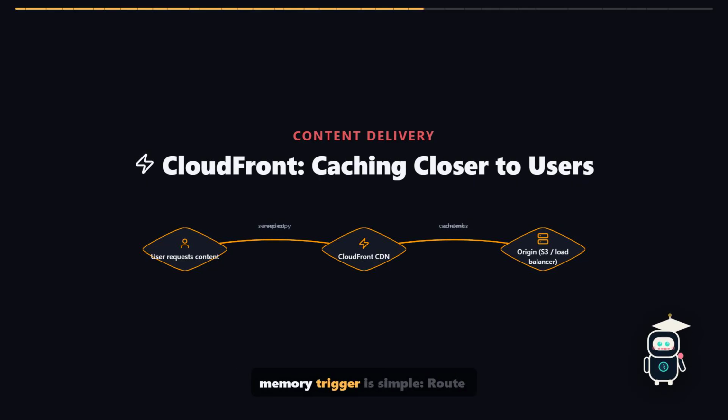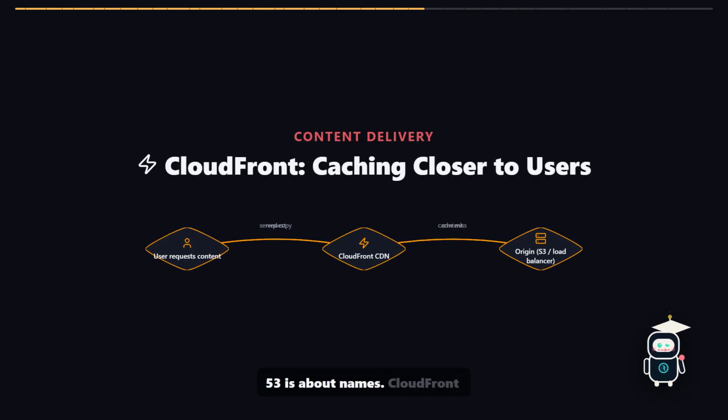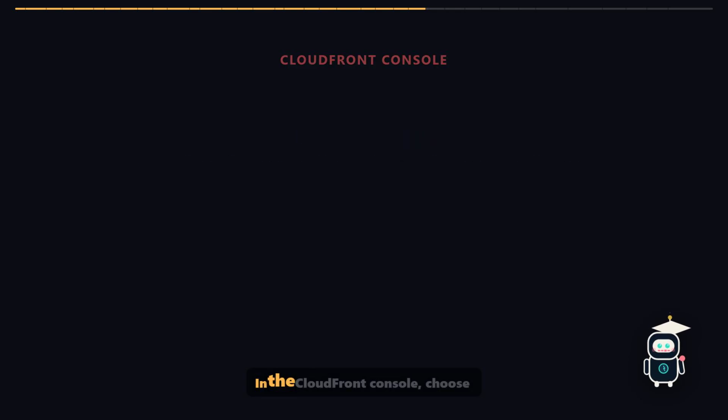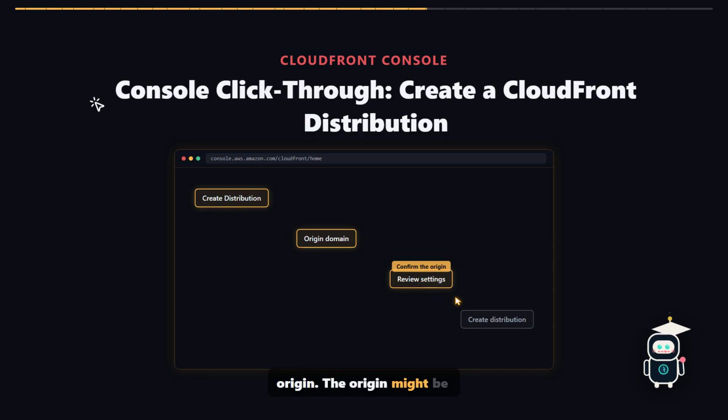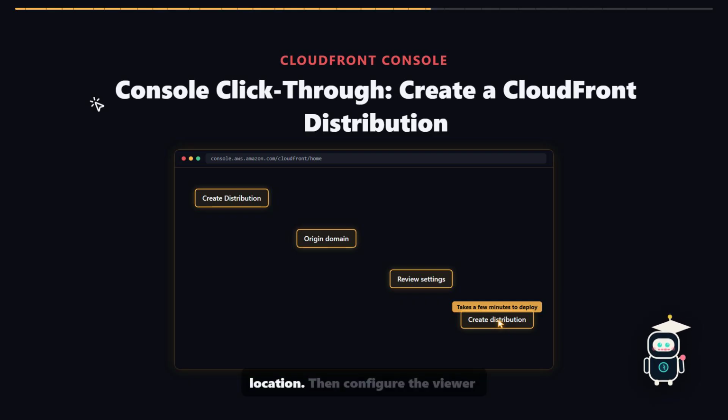The memory trigger is simple. Route 53 is about names. CloudFront is about fast content delivery. In the CloudFront console, choose Create Distribution and select an origin. The origin might be an S3 bucket, a load balancer, API Gateway, or another HTTP server. That is where CloudFront retrieves content when it does not have a usable cached copy at an edge location.